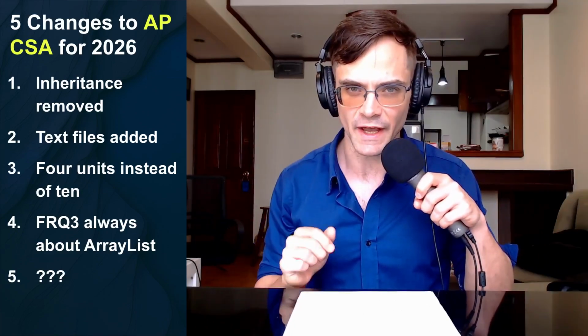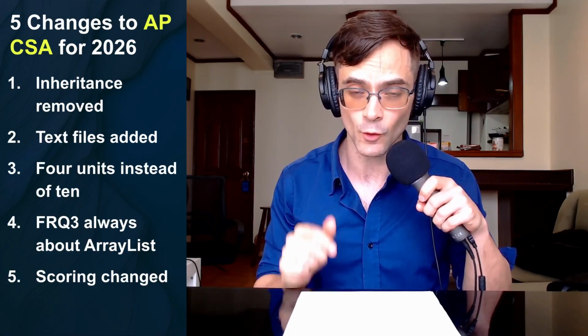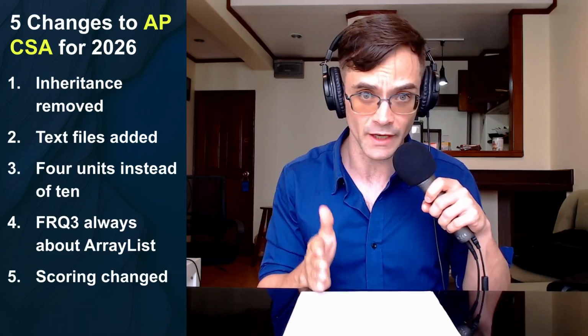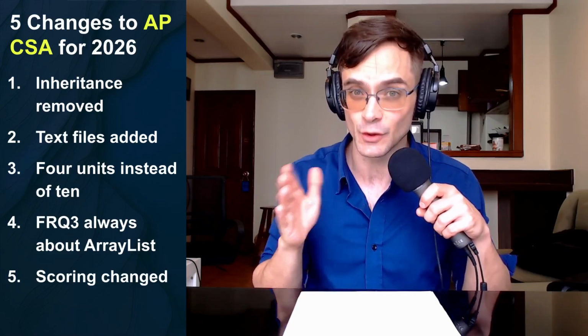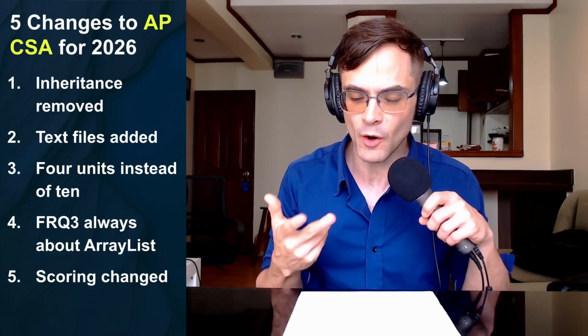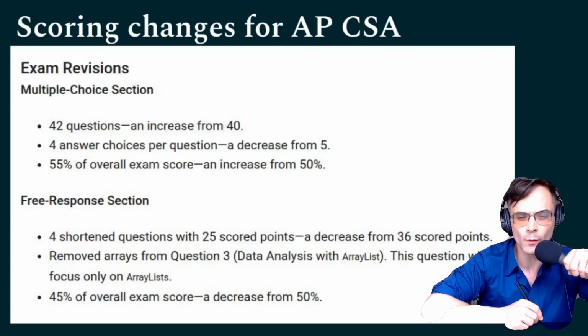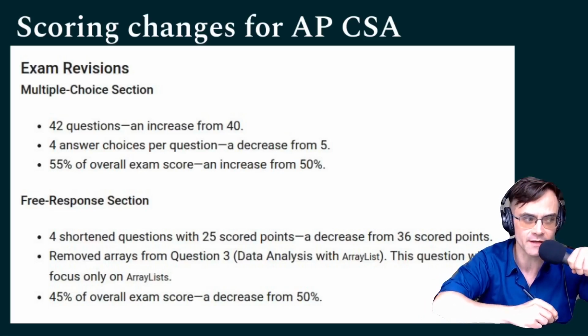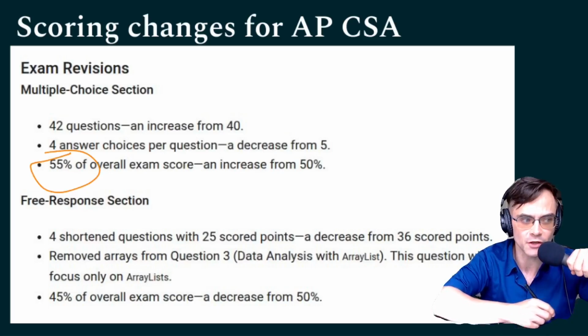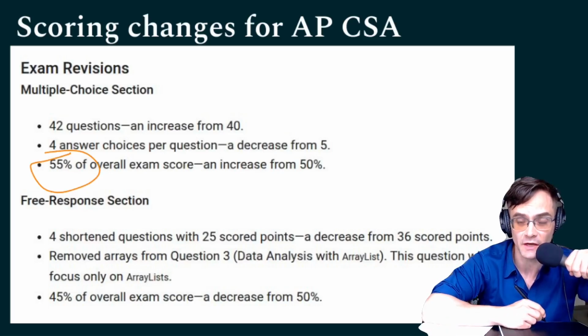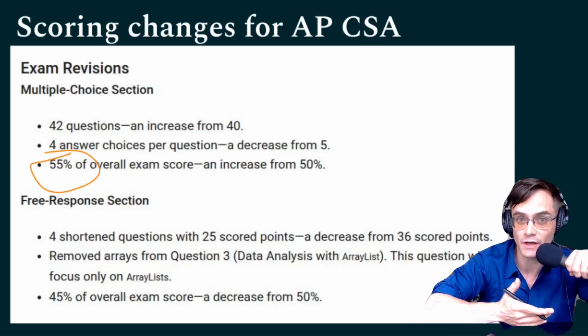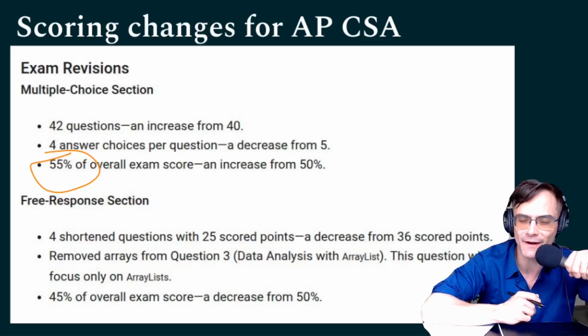The fifth change to AP CSA is about scoring. So there's 2 sections on AP CSA, and these 2 sections used to have equal weight. They both counted for 50% of the total score. That is not the case anymore. So here we've got a screenshot from the official website detailing these scoring changes, and what you'll see is that your multiple choice section is now worth 55%, which means the free response section is now worth less, 45%.